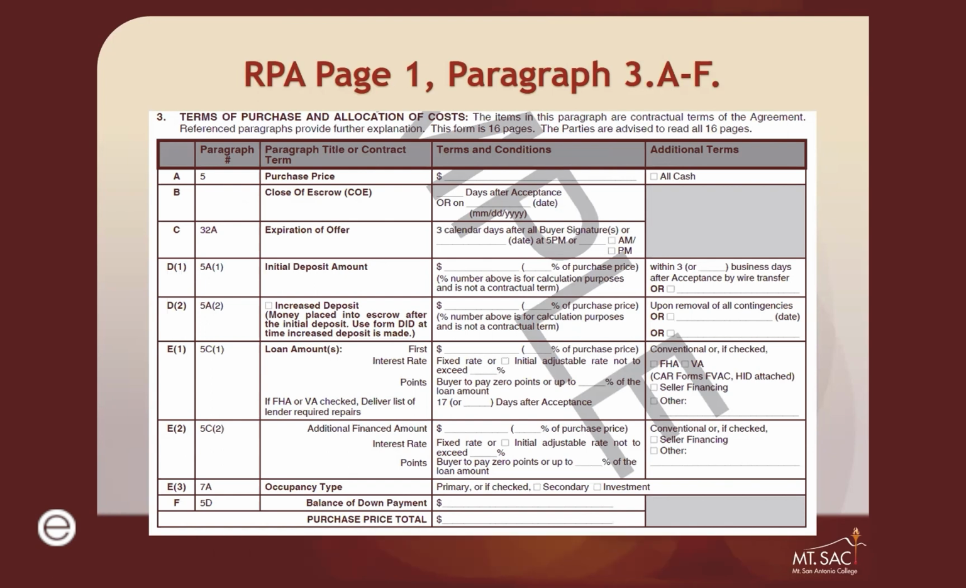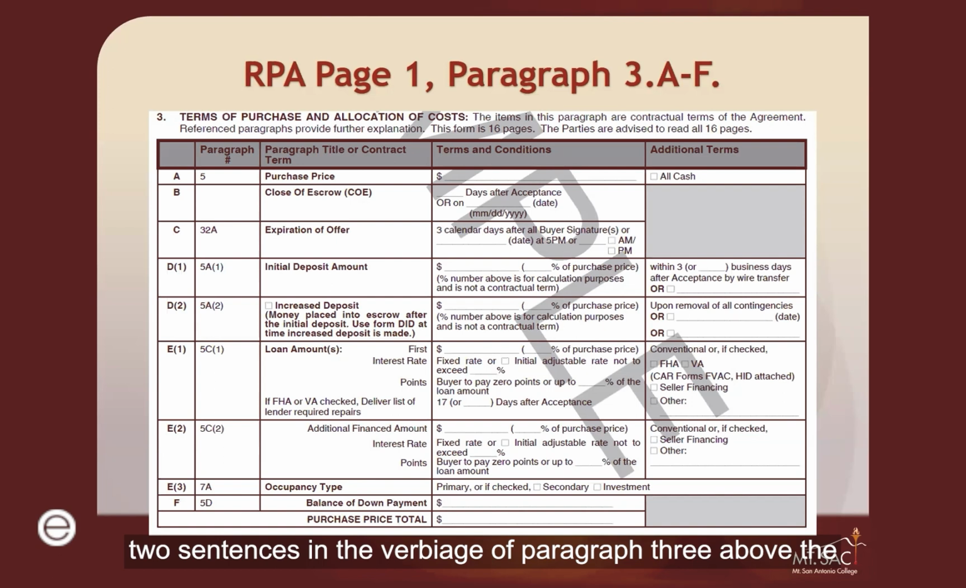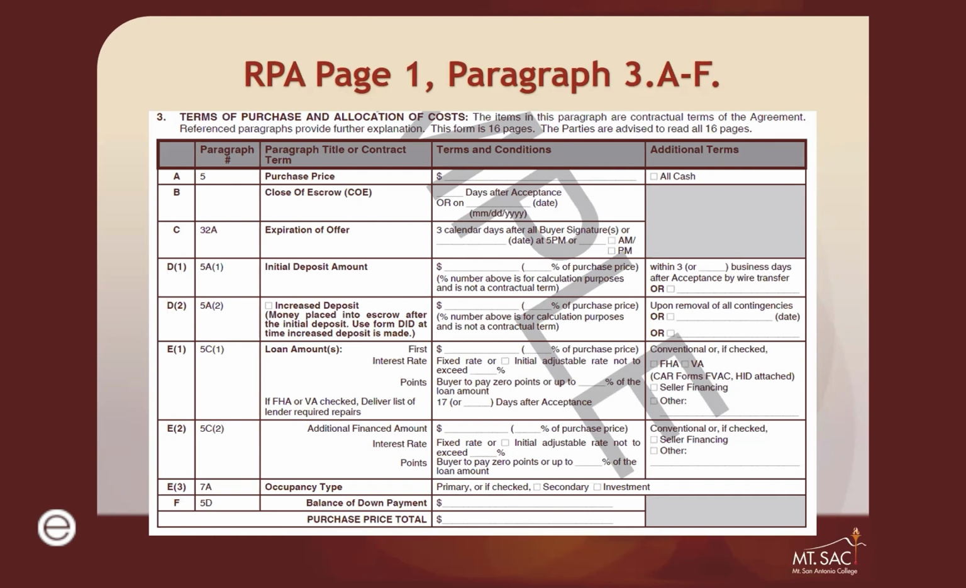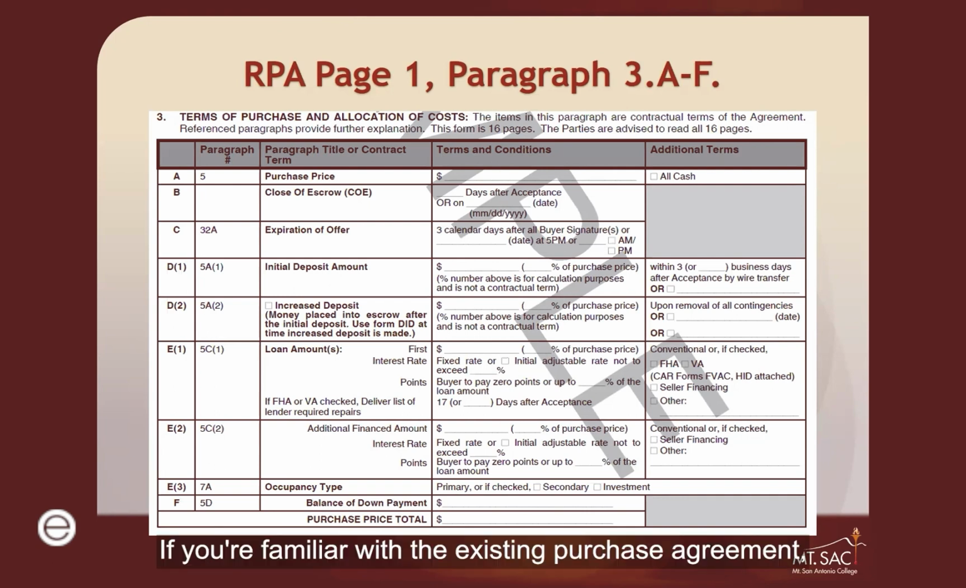It's the entire contract. In addition, look at the last 2 sentences in the verbiage of paragraph 3 above the grid, where it says this form is 16 pages. The parties are advised to read all 16 pages. Now, you guys and me, we're going to know what this contract means just by paragraph 3. But lawyers, buyers, sellers, they're not going to know what these terms mean or how they're used. If you're familiar with the existing purchase agreement, you're going to be familiar with this, because most of the meaning has not changed. It's just in a different format.